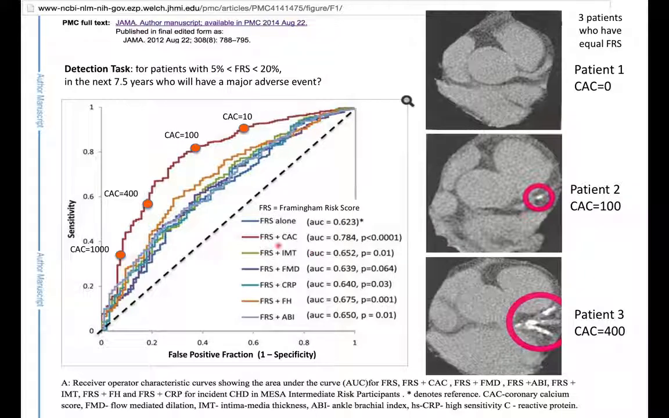So these are all the Framingham risk score, and then all of these are different tests that have been proposed to be really sensitive biomarkers for cardiac disease, like intima media thickness measured in your carotid and all this kind of stuff. And they all sit down here, and then this is calcium up here. Right? So it just crushes them all.